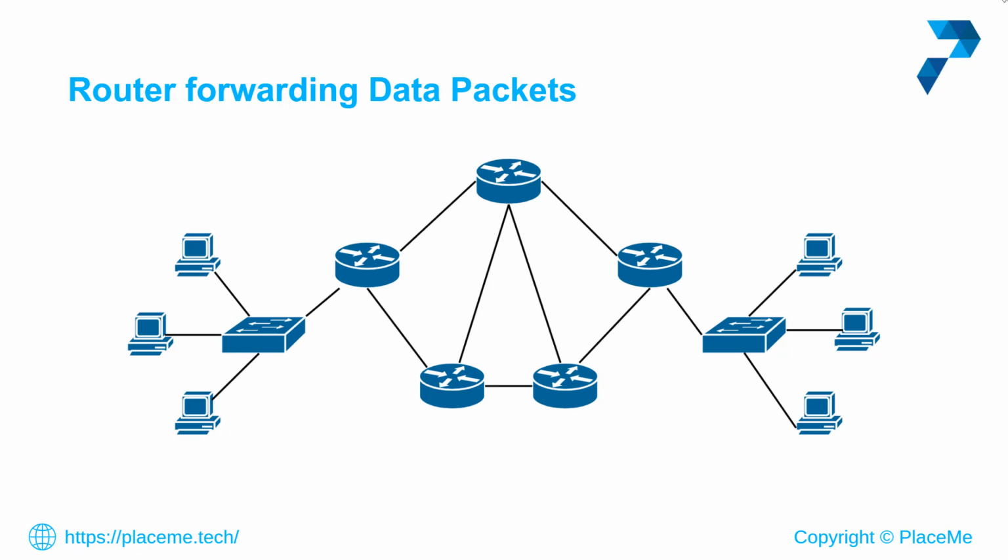A router is like a traffic cop for data. It directs packets, small chunks of information, between different networks. They ensure they reach the right destination. Whether you're watching Netflix, sending an email, or playing an online game, routers work behind the scenes to make it happen smoothly.